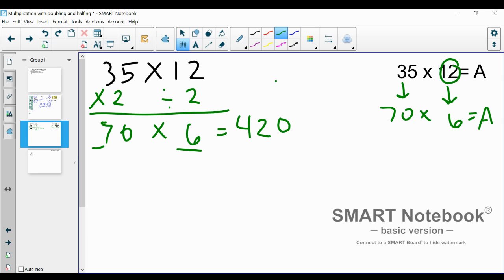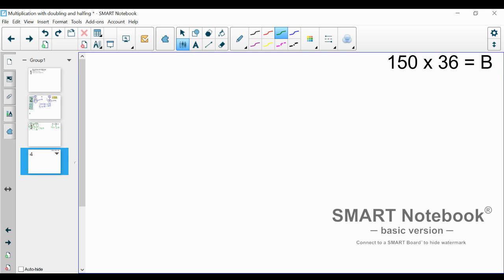As long as you're doing one operation to one side and the other to the other side, then it's fine. You can't multiply both sides by 2 or divide both sides by 2. You have to make sure that you're dividing one side and multiplying the other by 2. Okay? So we'll do one more.